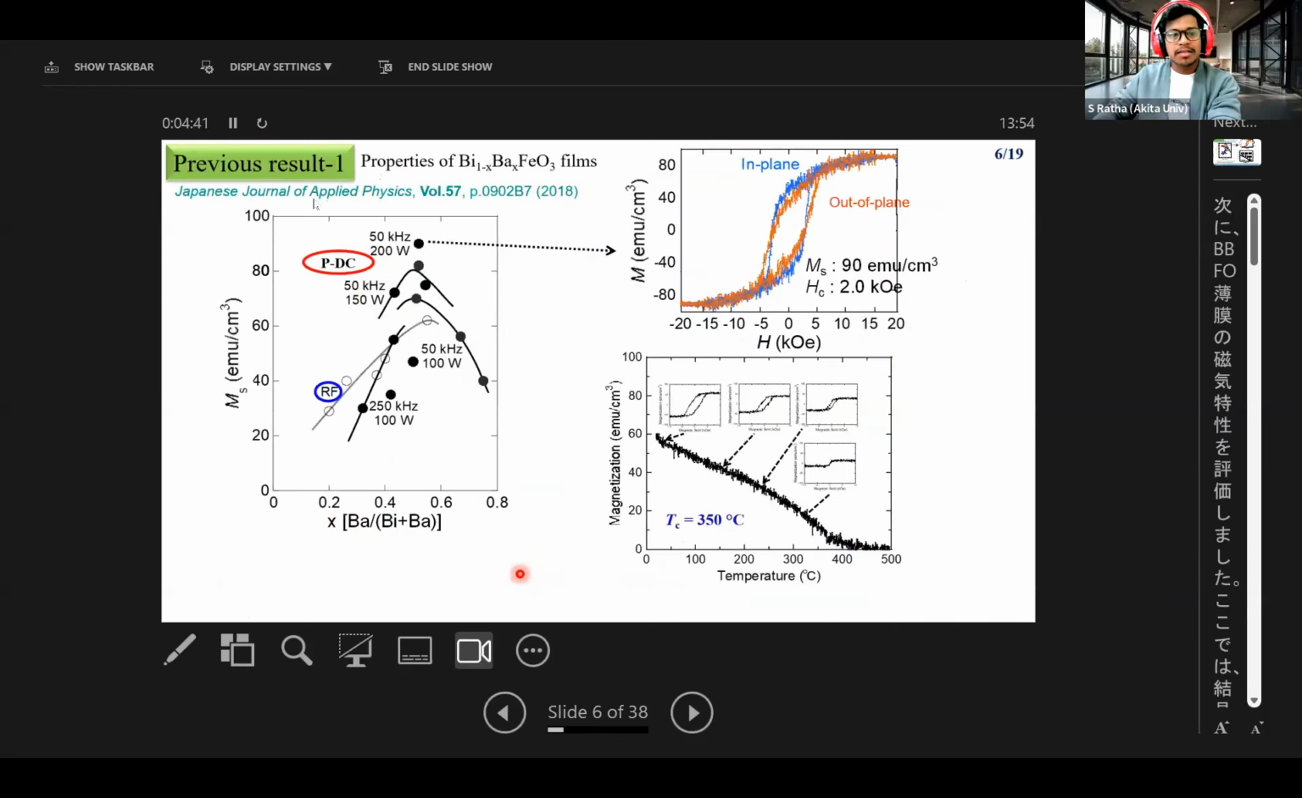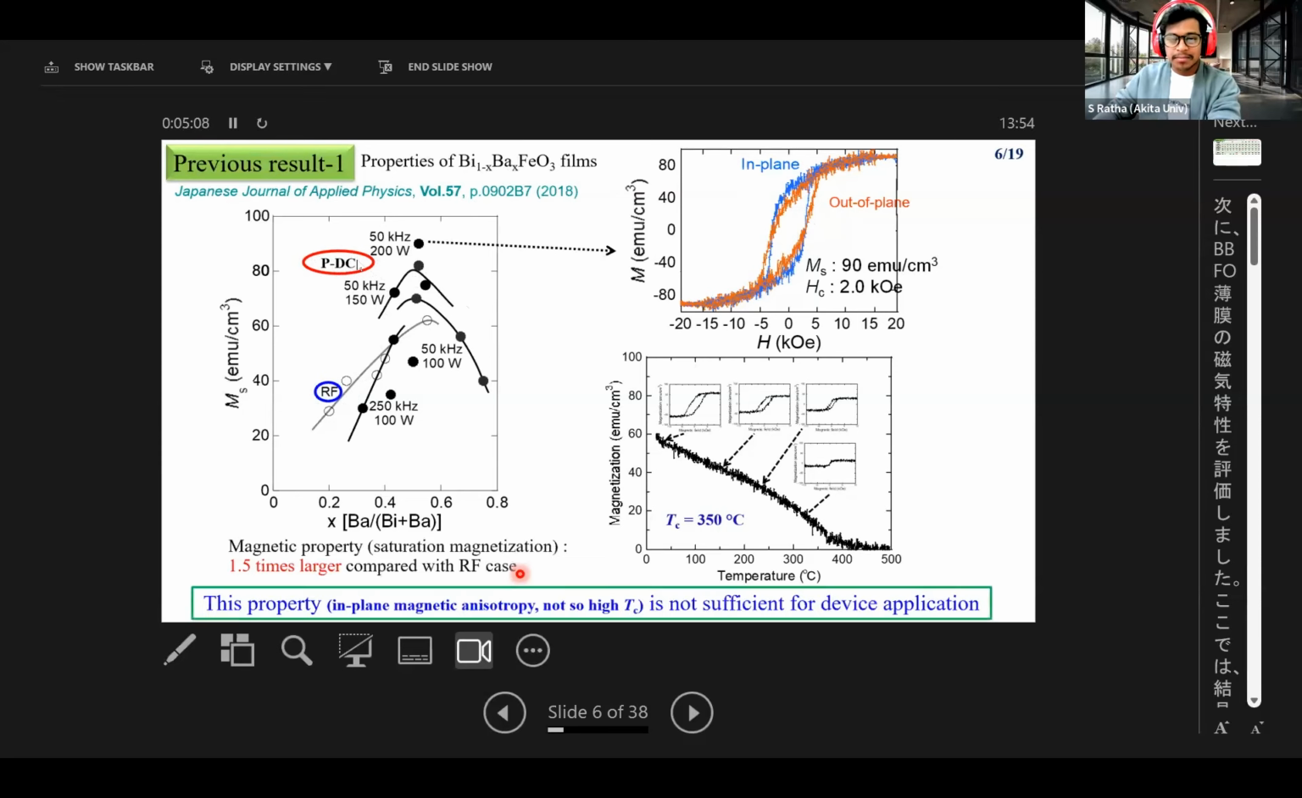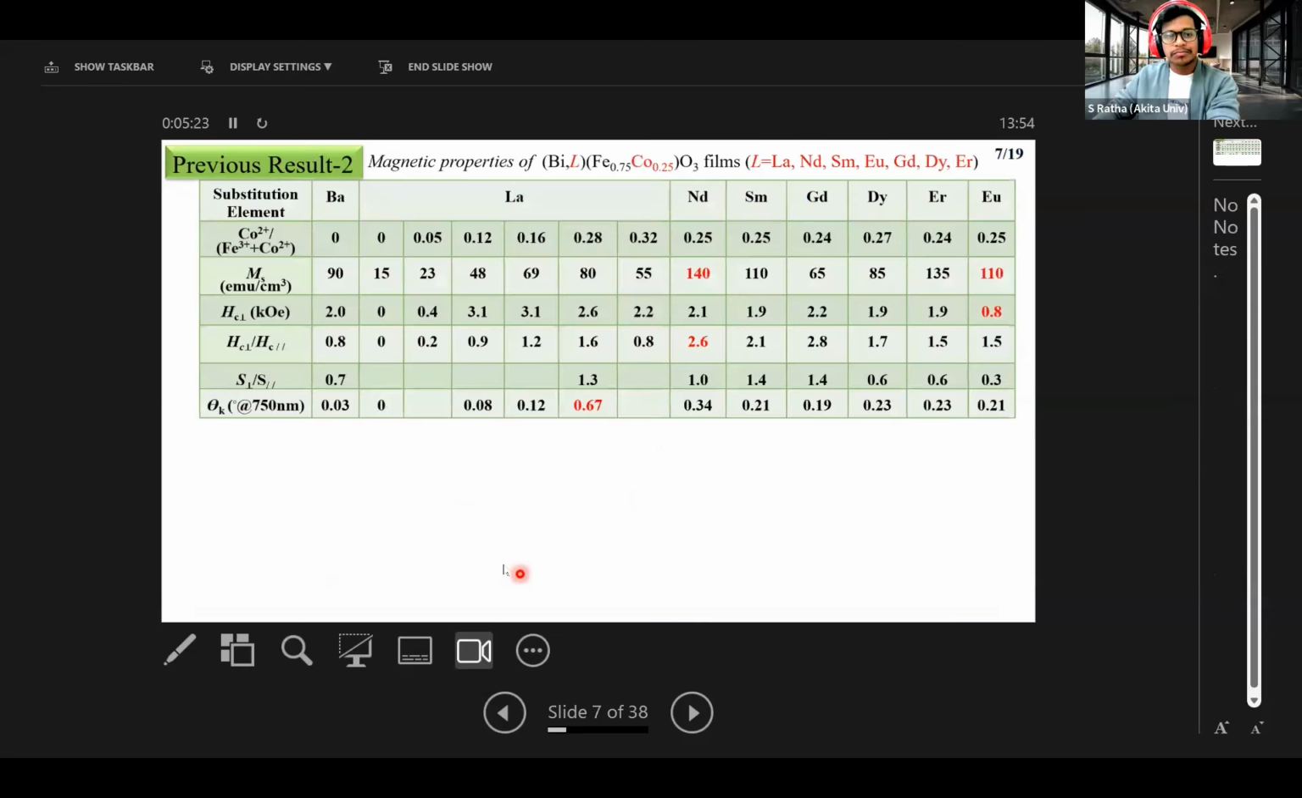So you can see in our previous result, we substituted barium in bismuth ferrite and we could achieve very highly enhanced magnetic property, and you can see the signature, the hysteresis loop. And one thing I said here, the crystallization will increase. This is fabricated by RF sputter, and this is by pulse DC sputter. You can see in the case of pulse DC, the magnetic property is really very high, but there is one problem in this material. It showed a very low Curie temperature, around 350. And before I said I need perpendicular magnetic anisotropy, but in this material I could achieve only in-plane magnetic anisotropy, which is not sufficient from the application point of view.